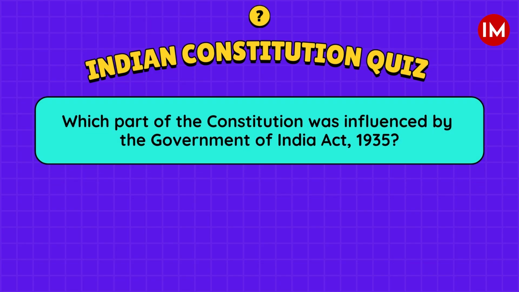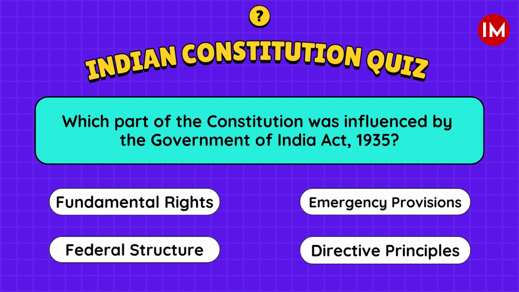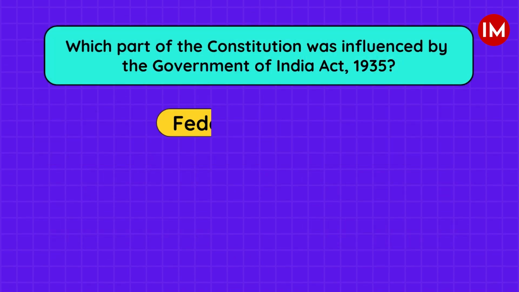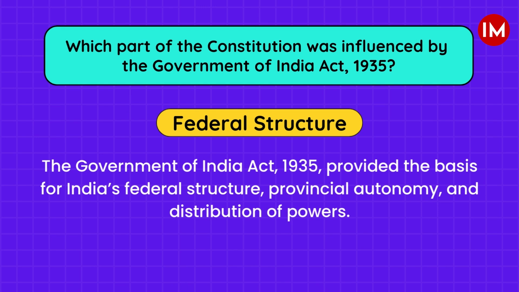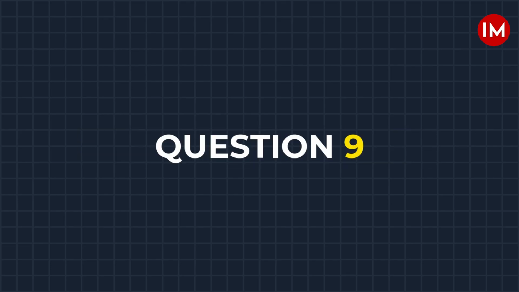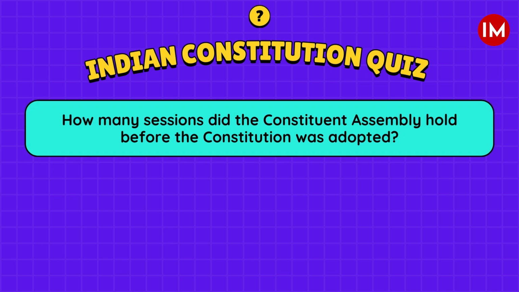Question 8. Which part of the Constitution was influenced by the Government of India Act 1935? A. Fundamental rights, B. Emergency provisions, C. Federal structure or D. Directive principles. The correct answer is C. Federal structure. The Government of India Act 1935 provided the basics for India's federal structure, provincial autonomy and distribution of powers.